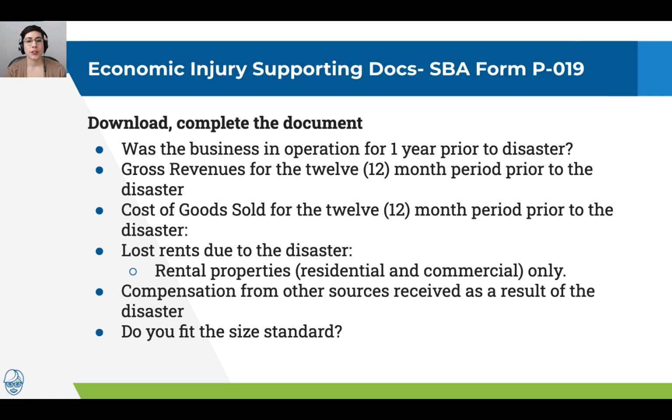Cost of goods sold for the 12-month period prior to the disaster. They're looking here for cash flow. So what's your gross profit margin? They'll want to know what your lost rents are due to the disaster if you are a commercial or residential property owner only. So if your job is to rent event spaces, or you've got 25 Airbnbs, this is where you would enter those losses.